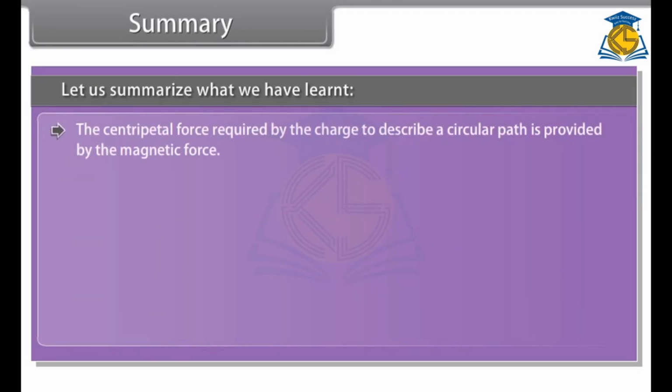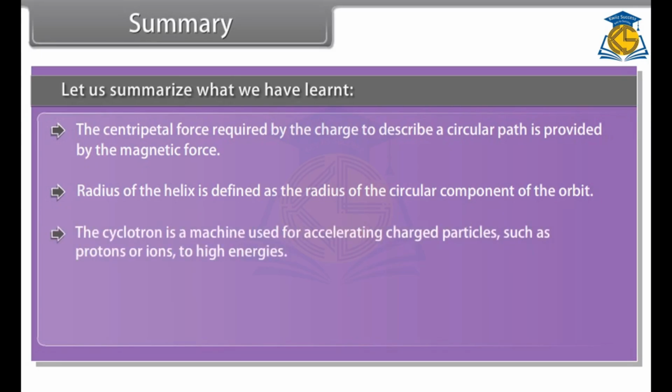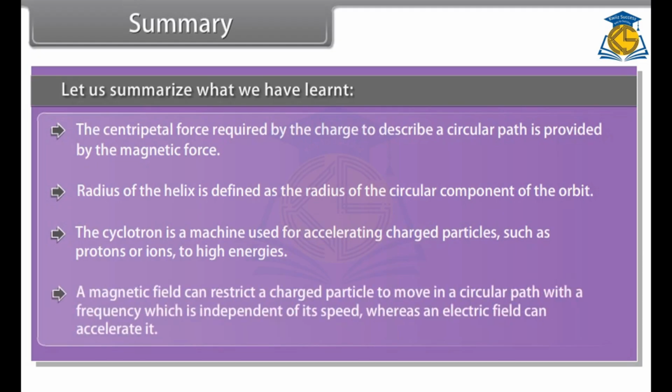The centripetal force required by the charge to describe a circular path is provided by the magnetic force. Radius of the helix is defined as the radius of the circular component of the orbit. The cyclotron is a machine used for accelerating charged particles such as protons or ions to high energies. A magnetic field can restrict a charged particle to move in a circular path with a frequency which is independent of its speed, whereas an electric field can accelerate it.